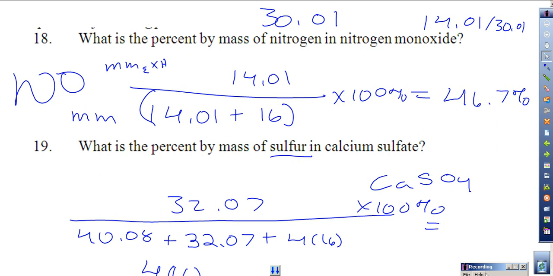All right, so just had a question. Empirical formulas is what we're doing next. That's where you divide by the lowest number, and so on. And this part right here, all we're asked to find is how much of this sample is nitrogen. Okay? So let's go back to a chocolate chip analogy.